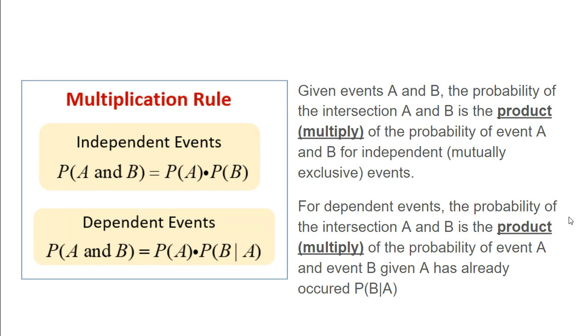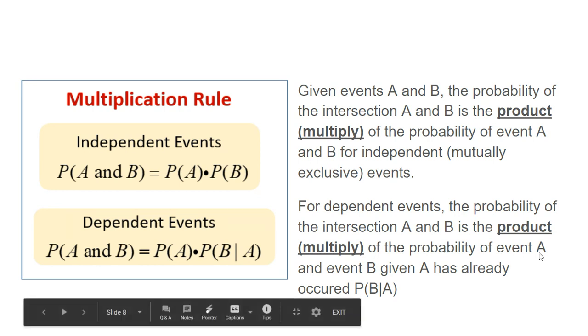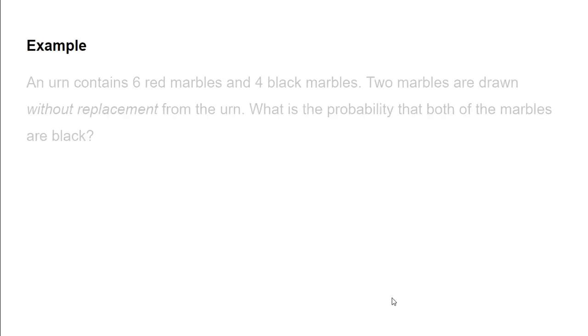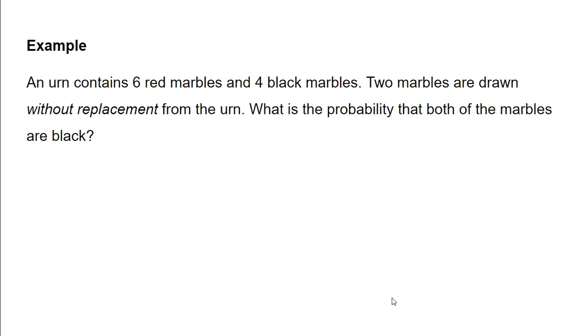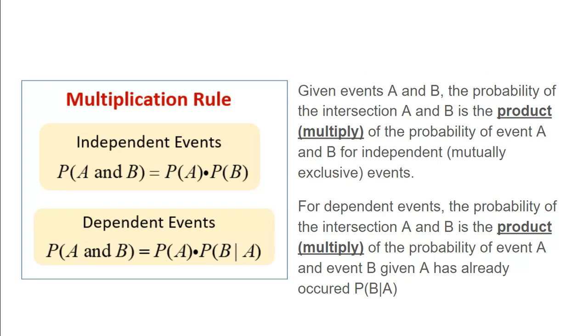And then for dependent events, we are using the product of event A and event B, given that A has already occurred, which is this notation with this straight line. Okay, so let's go into an example. If I have an urn that has 6 red marbles and 4 black marbles, 2 marbles are drawn without replacement from the urn. So that means I'm not putting them back in. So I would be using this dependent equation.